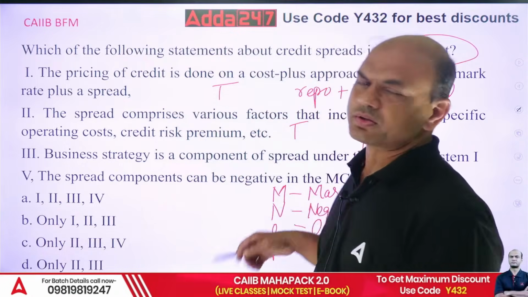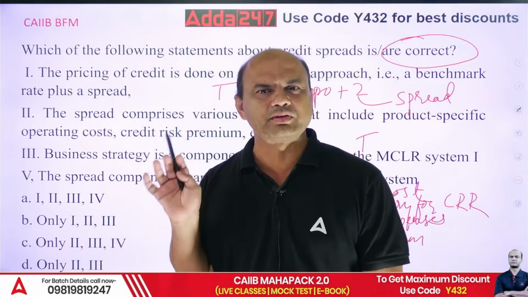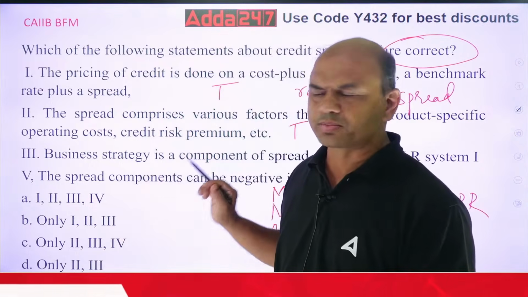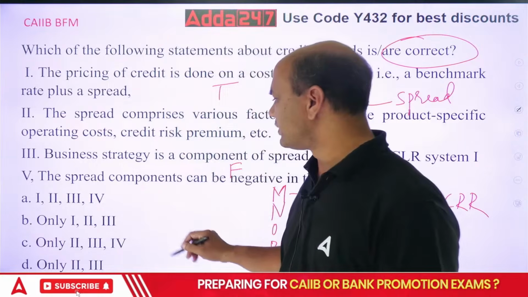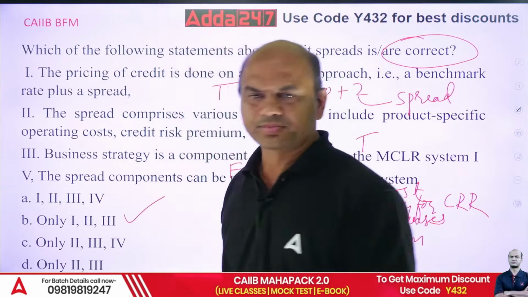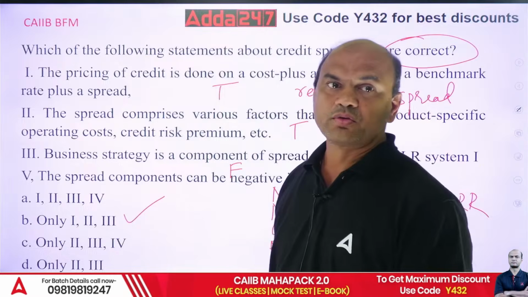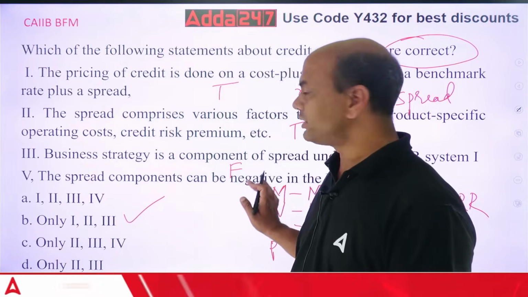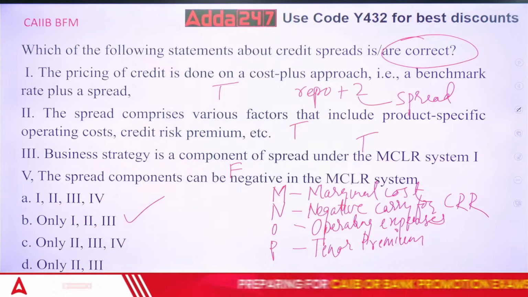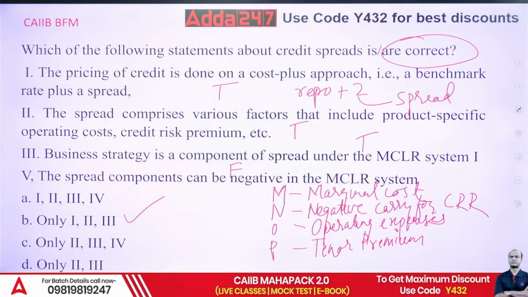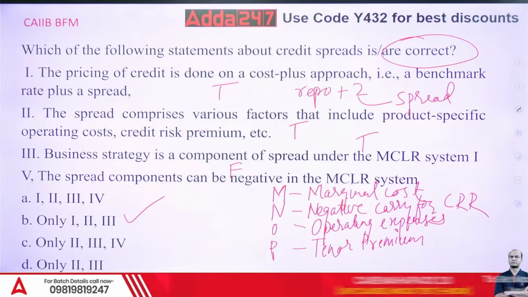And marginal cost, your loan rate will always be higher than your deposit rate. So this will also be positive. So this answer is false. So the answer will be only 1, 2 and 3. Got it? Clear? Read this, again read this, everyone. Read it, very important one.